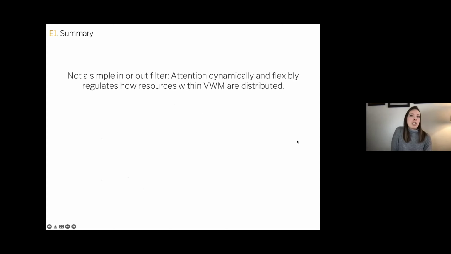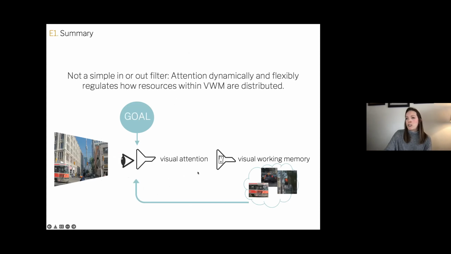So attention really doesn't seem to be this simple in or out filter. It actually dynamically and flexibly regulates how resources within visual working memory are distributed. So to bring you back to this toy example, it really doesn't seem to be the case that this filter is operating on an on or off switch. Really, it looks like it's more of a dial, where it lets in a lot of information about relevant things and then tightens the dial to let in only a little bit of information about stuff that's not likely to be relevant, but still worth remembering.